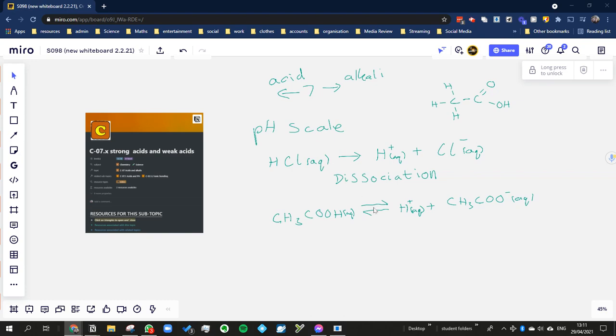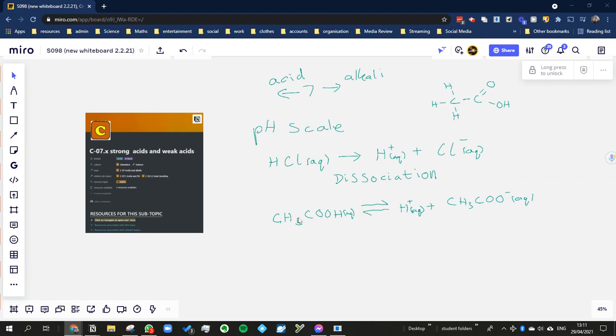As well as stating that they don't completely dissociate, in actual fact, they don't dissociate much at all. So if we think about where the equilibrium lies, in other words, what percentage of this are we going to have and what percentage of this are we going to have, we actually have a lot more of this.